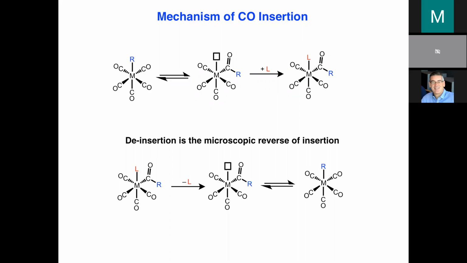The reverse process, deinsertion, is just going to be the microscopic reverse of the insertion reaction. So it's just going to happen by that same mechanism, just put in reverse. So we're first going to get ejection of this donor ligand to give us this unsaturated intermediate, and then deinsertion to give us back our metal center bound to either a hydride or a hydrocarbyl ligand.